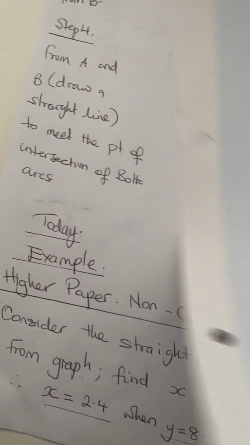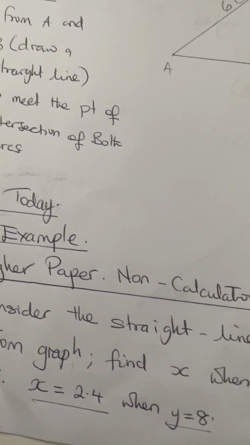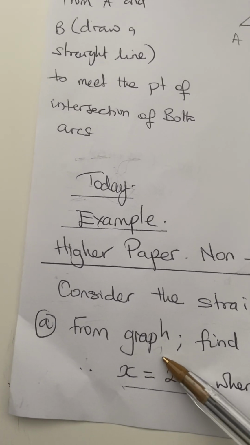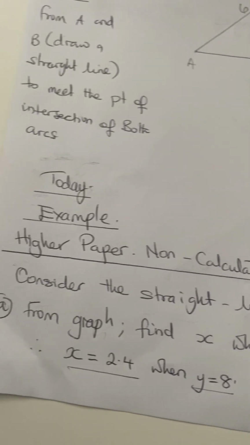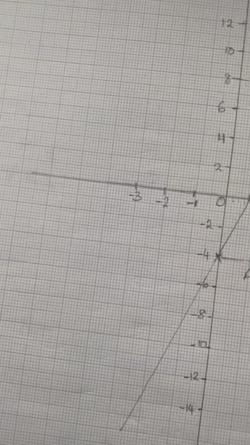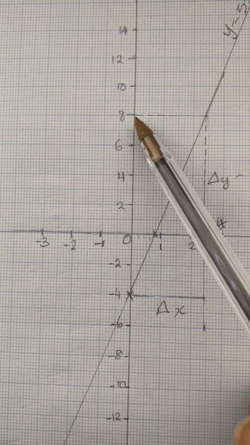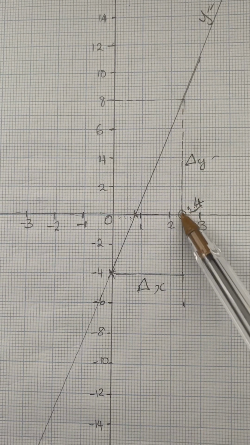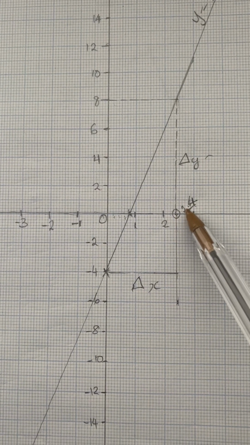Okay, so let's go through the question. So they said consider the straight line graph. From the graph, find x when y is 8. So they just give you a straight line graph. So find x when y is 8. So you go on 8, meet the graph, and then you find x. If you look at x carefully, it's around 2.4.